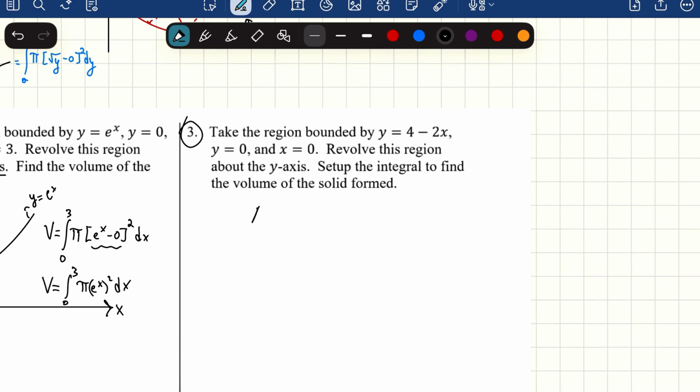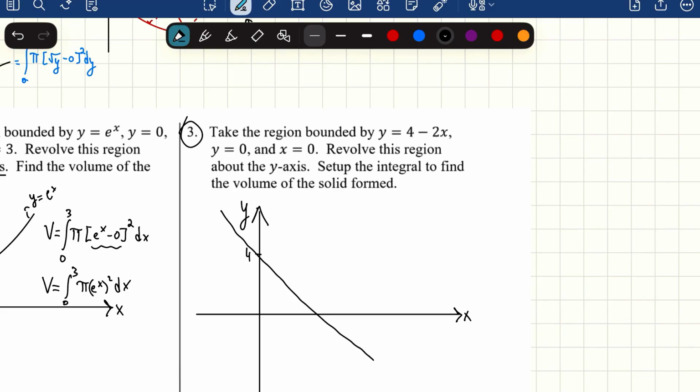So to draw our coordinate system, x and y. So 4 minus 2x is going to be a straight line with a y-intercept of 4, sorry, with a slope of negative 2. So let's say it's over here, y is equal to 0, x is equal to 0. So the solid that we are finding over here is this triangle. And they want me to rotate it around the y-axis.